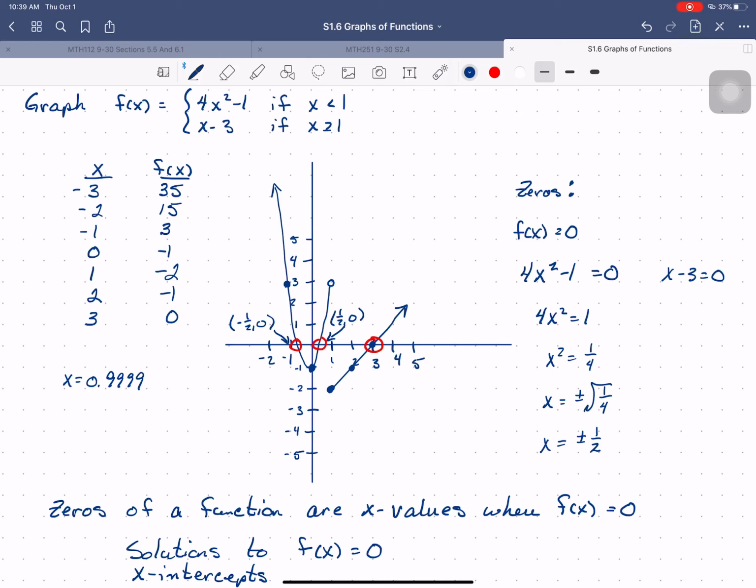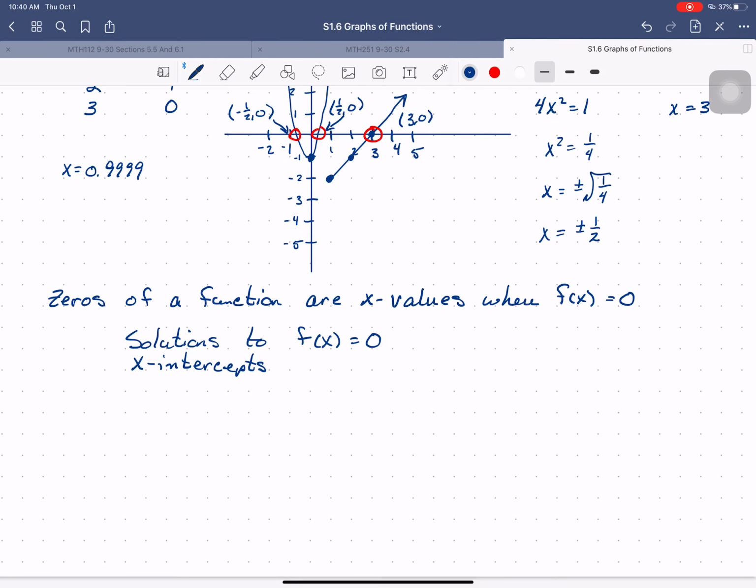Now to solve this other one, it's pretty simple. x equals 3. So our third 0 is at the point 3, 0. So this function, again, has 3 zeros: 1/2, 0, negative 1/2, 0, and 3, 0. Okay.